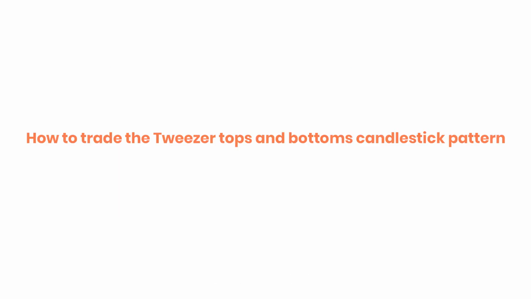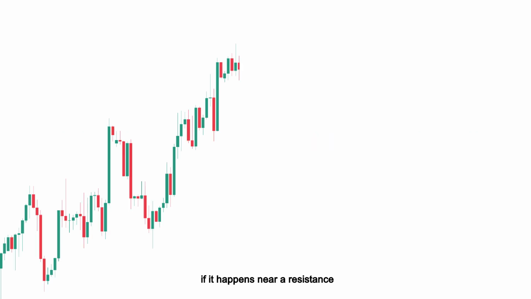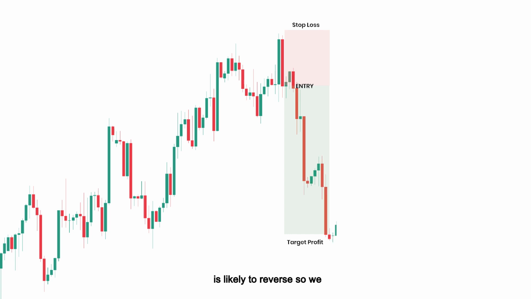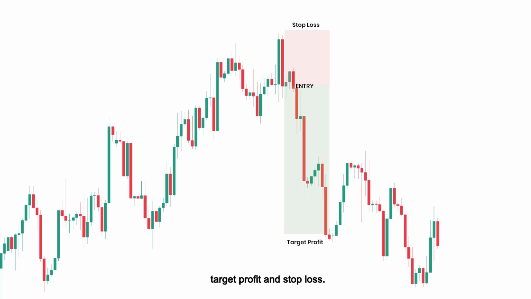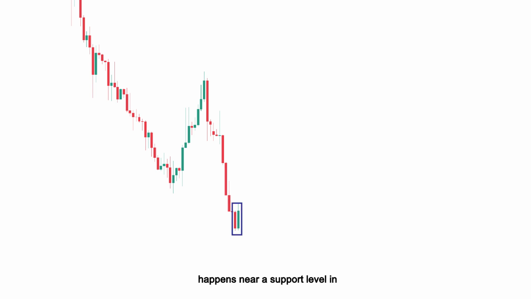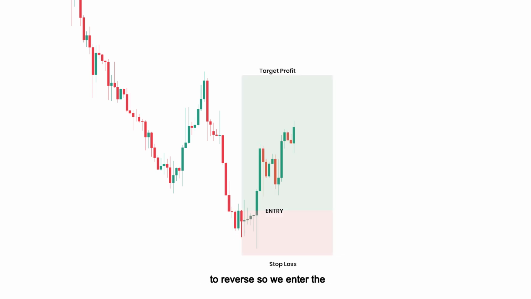How to trade the tweezer tops and bottoms. For the tweezer top, if it happens near a resistance level in an uptrend, the market is likely to reverse, so we enter the market and place our target profit and stop loss. For the tweezer bottom, if it happens near a support level in a downtrend, the market is likely to reverse, so we enter the market and place our target profit and stop loss.